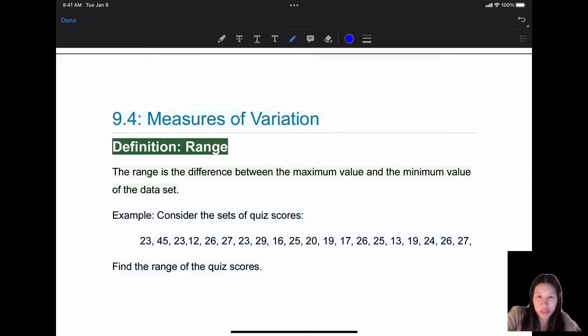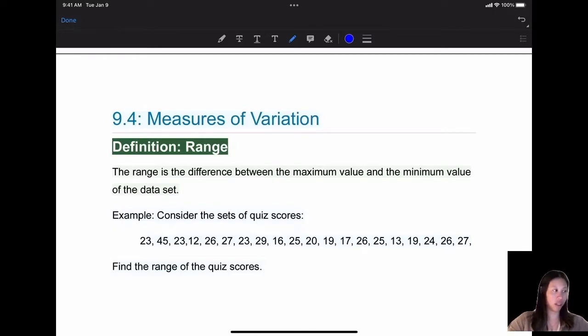Okay, so in this video, we will talk about measures of variation. So first of all, range. What's the definition of range? The range is the difference between the maximum value and the minimum value of the data set.